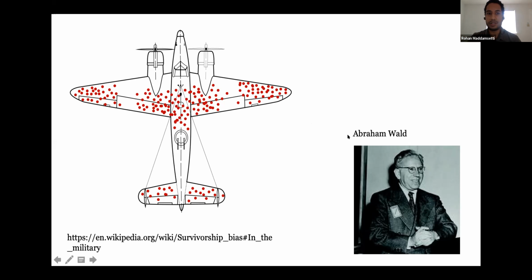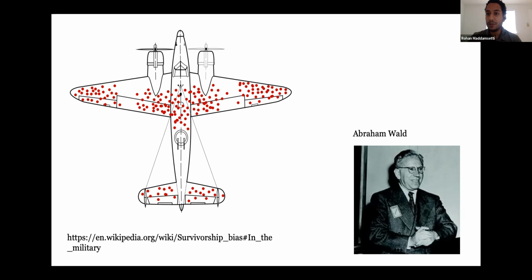And Abraham's great insight was, no, this is exactly the wrong conclusion, because what we're really seeing is that the places where we don't see the bullet holes, those are the planes that don't make it back. So these are the things which are missing in the data. Here, the really important part are the things which aren't getting hit by bullets, right? Because when they get hit by bullets, we don't see those planes anymore, right?